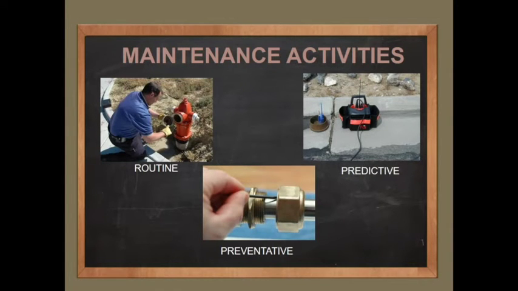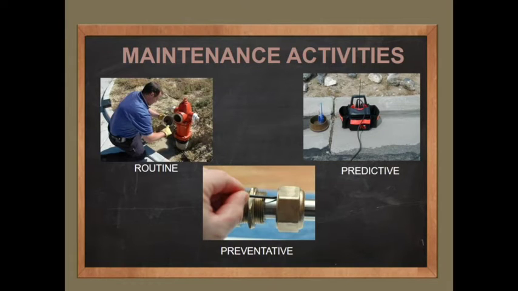Maintenance can consist of routine, preventative, and predictive. Routine maintenance is when we go out and do our daily activities. Maybe we have to clean something out, maybe we have to check a sensor, maybe we have to lubricate something. Those are things that just keep the assets running on a day-to-day basis, nothing out of the ordinary. It's just those routine things that we have to do to keep our system up and running.